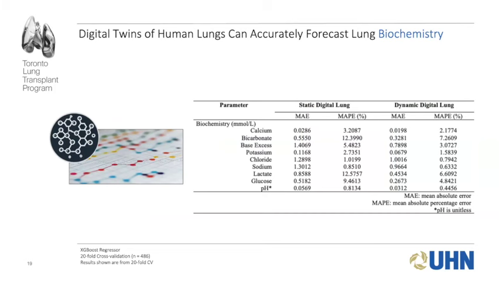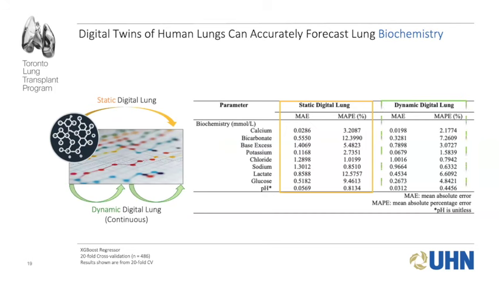And in terms of lung biochemistry, the digital lung model also showed good performance in forecasting a list of biochemical parameters with 1 to 12% accuracy, depending on individual parameters. And also the dynamic digital lung showed improved performance. And in fact, for a lot of parameters, the MAPEs here were improved by around 50%.